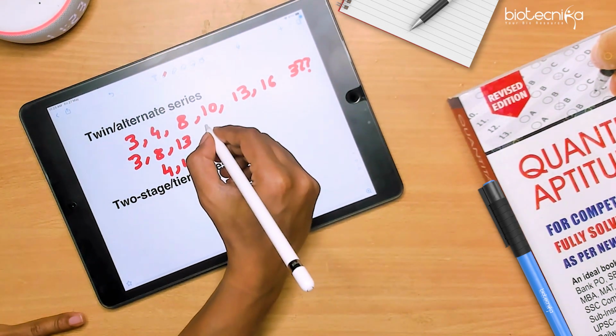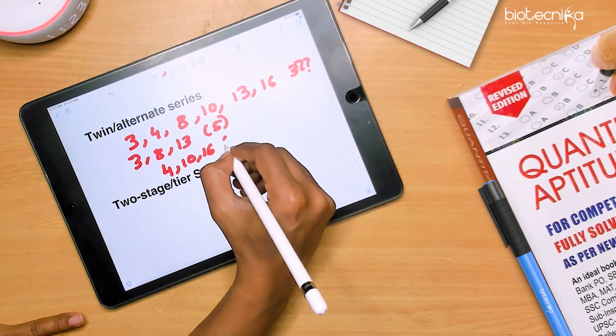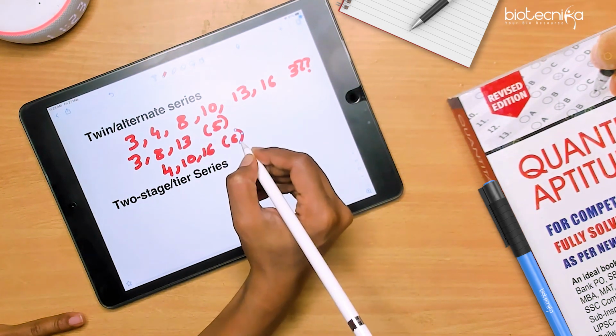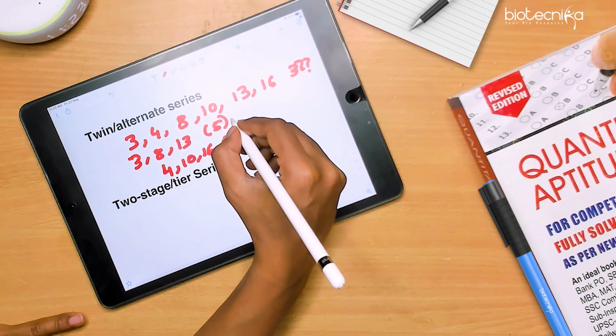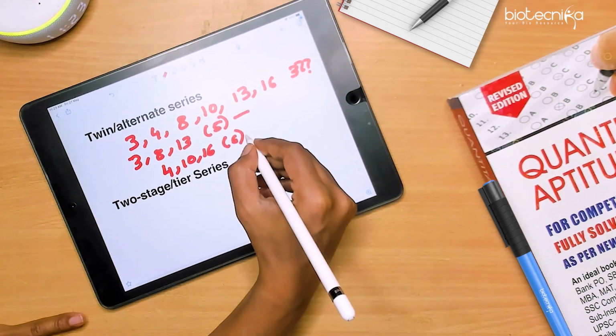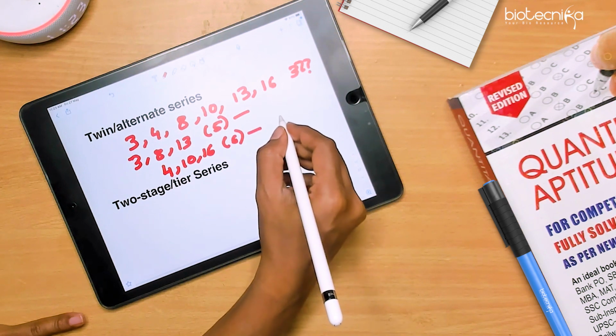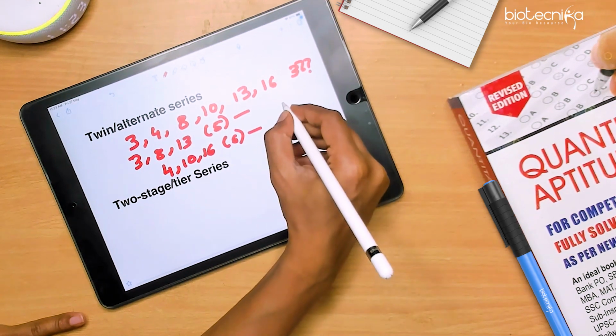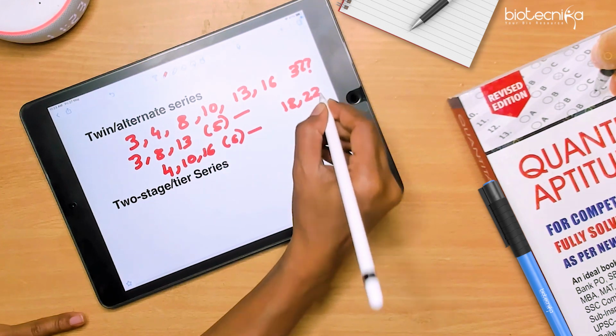So these have a difference of 5 and these have a difference of 6. Accordingly, for the next number over here, you will have to add 13 plus 5, and here also 16 plus 6 you have to add. That's how the next series should be 18 and 22.